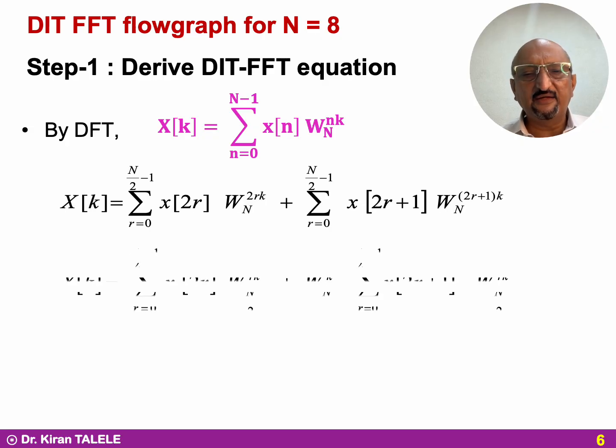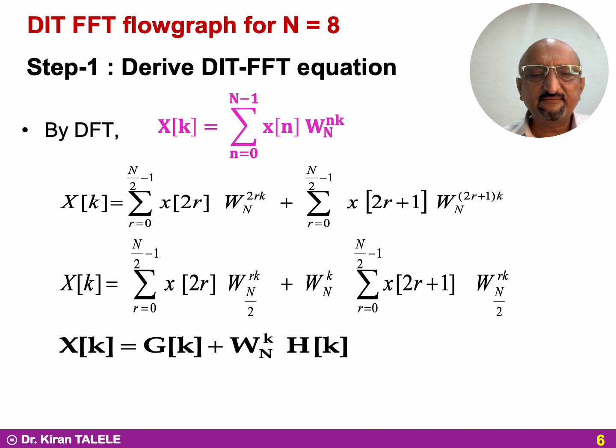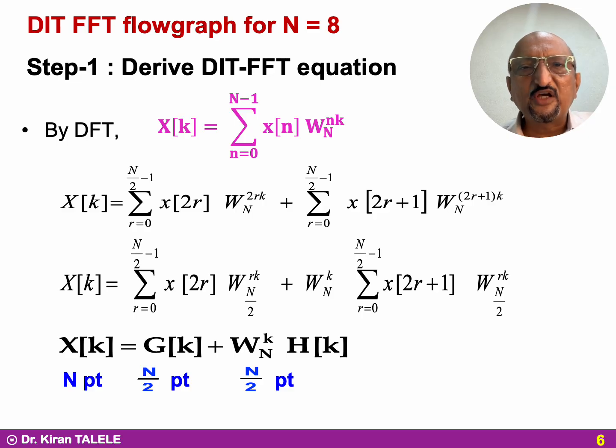In the first step we will derive the DIT-FFT equation by decomposing X of k in terms of two N by 2 point DFTs. This derivation we already discussed for N equal to 4. The same derivation and the same equation we will derive, that is X of k equal to G of k plus W_N raised to k H of k. Here X of k is the N point DFT, G of k is an N by 2 point DFT and H of k is again an N by 2 point DFT. So this equation decomposes this N point DFT X of k in terms of two N by 2 point DFTs.